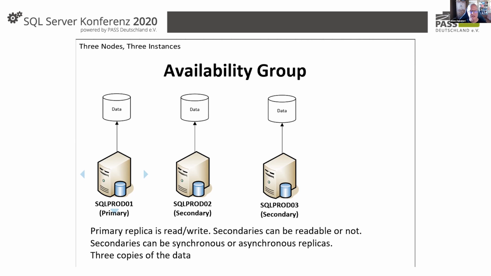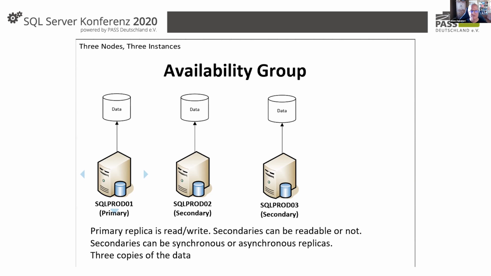And an important thing to keep in mind here is you have 3 copies of the data. So you're going to need disk space to have an extra copy of the data. With a failover cluster instance, you only have 1 copy of the data that lives on that shared storage. So if you've got multi-terabyte databases, this is something that can come into play, having those extra copies of the data on the other replicas.